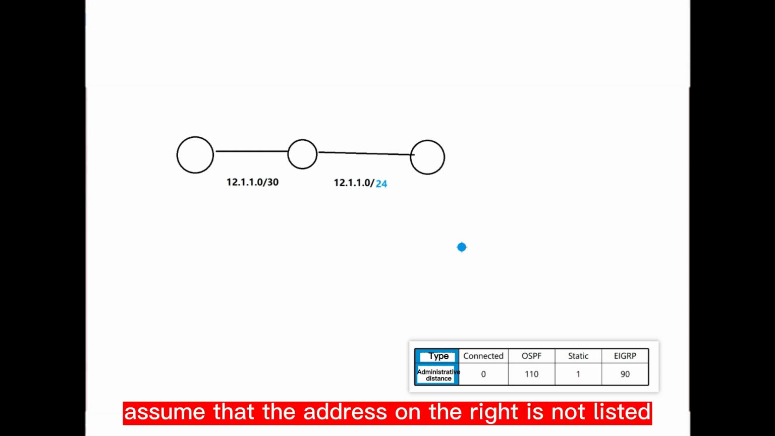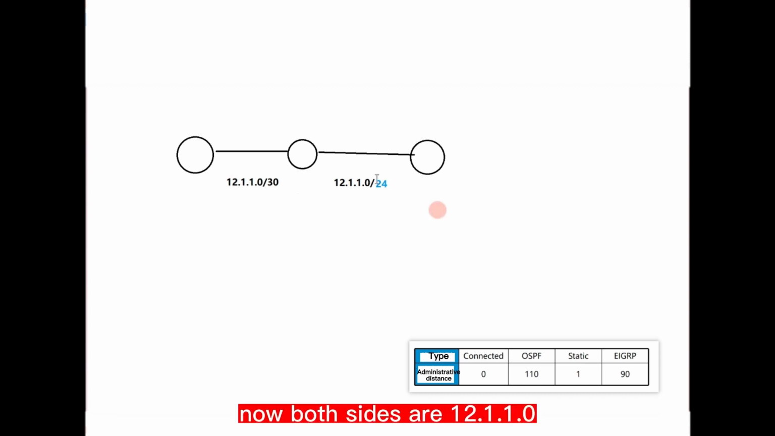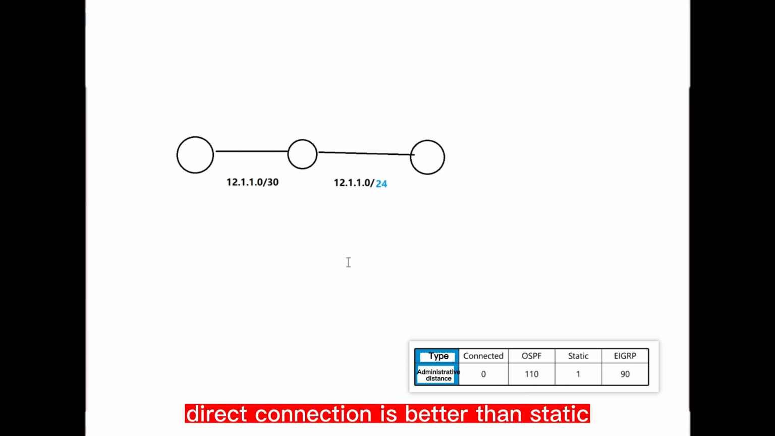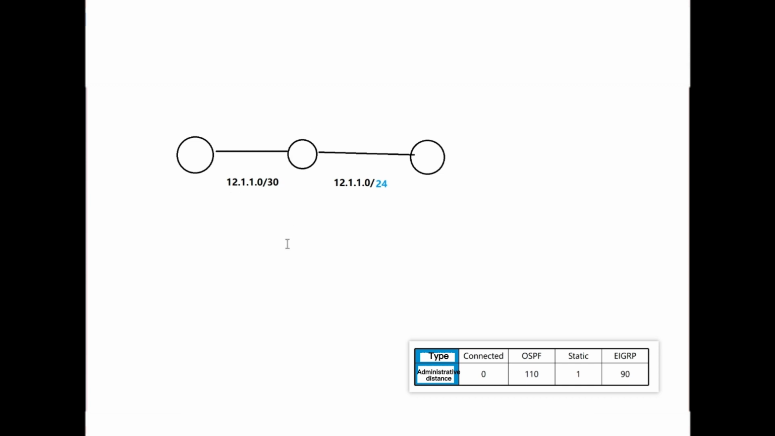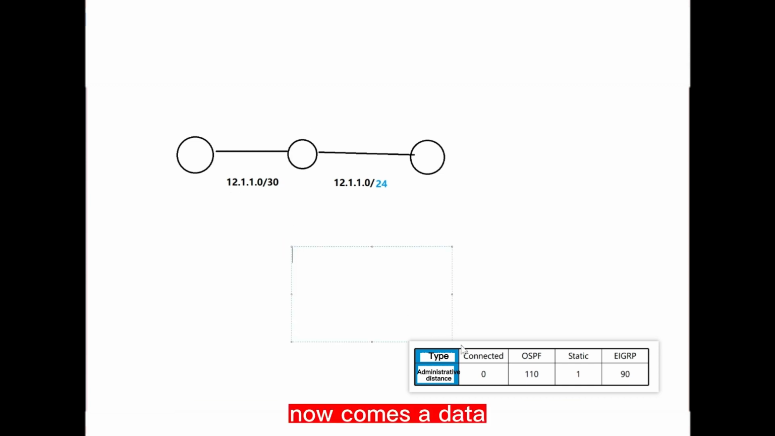Assume that the address on the right is not listed. Now both sides are 12.1.1.0. Don't look at the mask. It stands to reason that direct connection is better than static, because it has a shorter administrative distance. Now comes a data packet. This data went to 12.1.1.5.